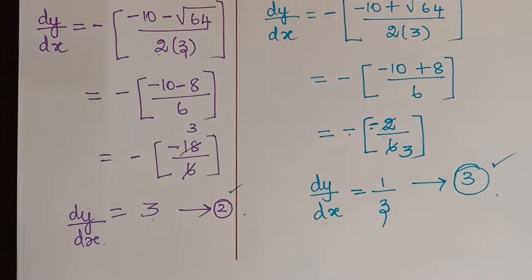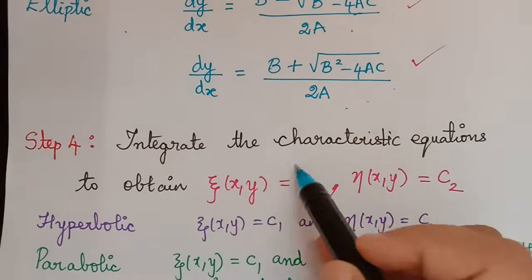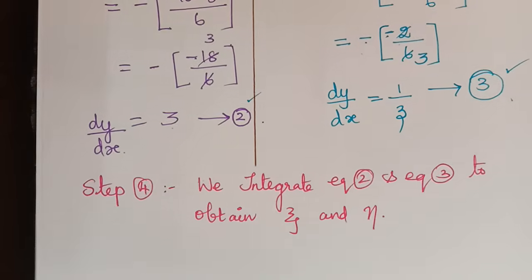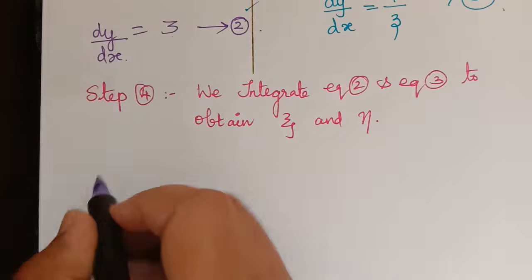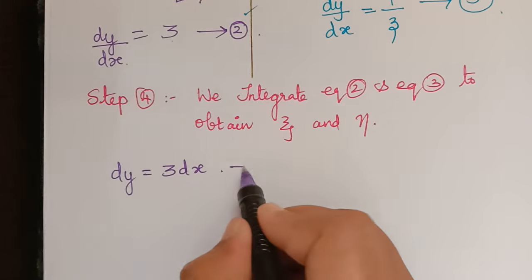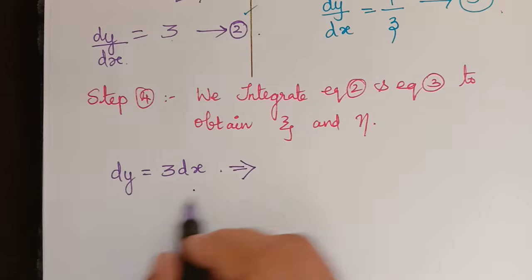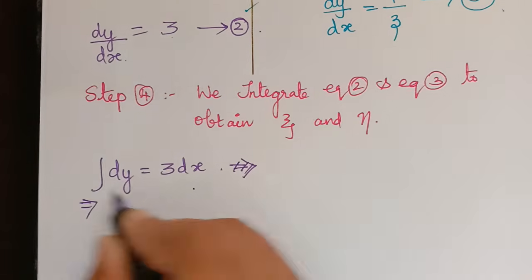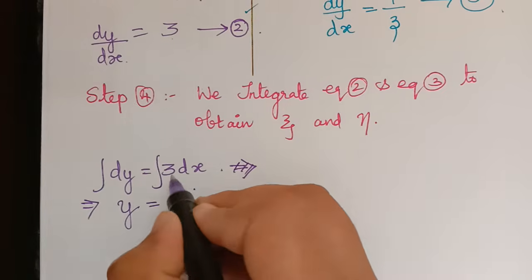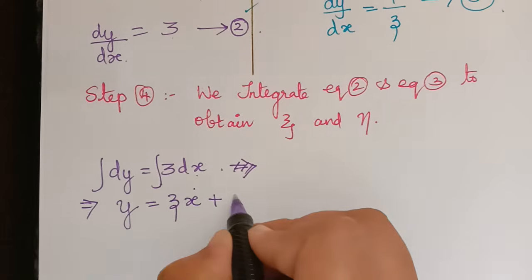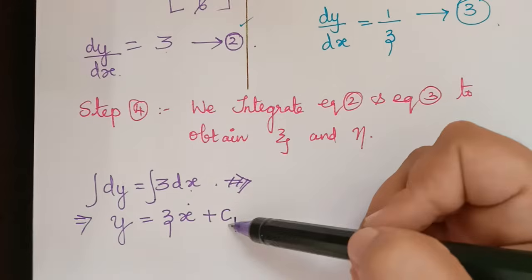So the next step is step 4, that is we have to integrate the characteristic equations to obtain xi and eta. So let us do that. So first we will integrate equation 2. So now dy by dx is 3. So we can rewrite this as dy is equal to 3 dx. Now integrating on both the sides, from this what do we obtain? So integrating dy we get y equals, integrating this, 3 is a constant, integral dx is x plus a constant will be added, and because we are having equation 2 we can write this as c1. And now this is after integrating equation 2.